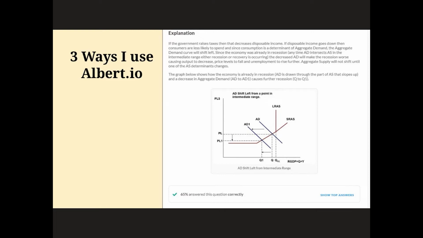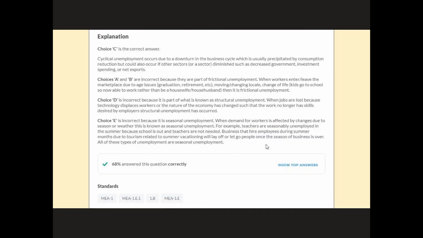instead of just saying to students, well, the answer to number 5 is A, and the students may or may not ask the question, well, why is it A? Albert IO gives students the opportunity to seek out and gain their own understanding of the explanations through just a simple click of a mouse button.